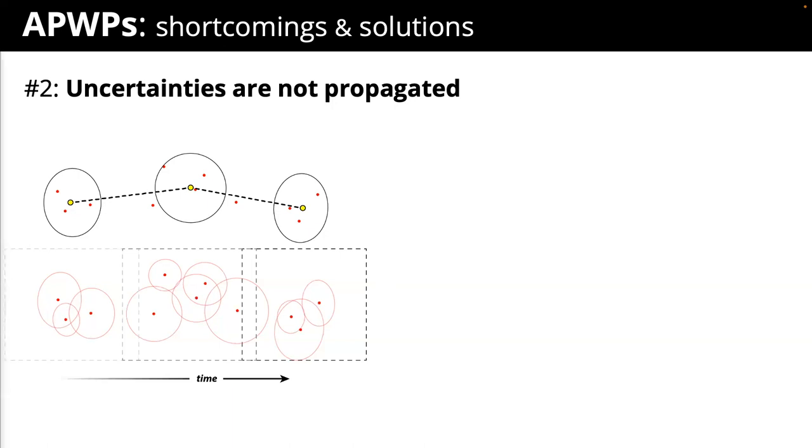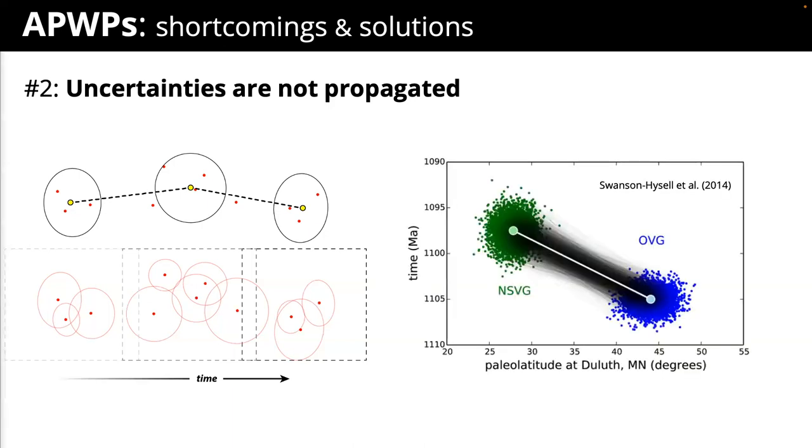Uncertainties are not propagated in space, but they're actually not propagated in time in the conventional approach either. We just take the nominal age of any given paleopole and we forget about the temporal uncertainties. So that means that if this particular paleopole actually has an age uncertainty which bleeds into one of these neighboring windows, in the conventional approach, we don't think about that. That pole doesn't make an appearance in these neighboring windows. But this is also something we can deal with numerically.